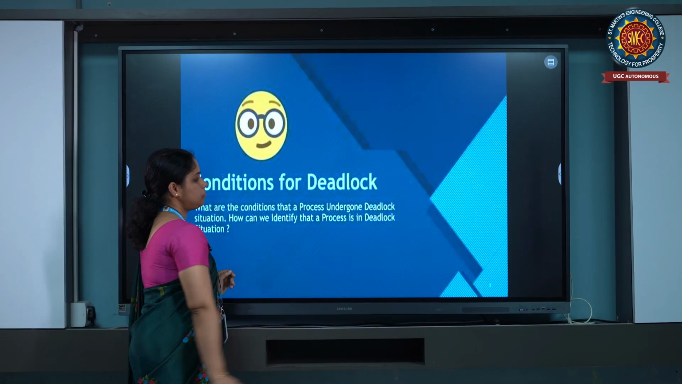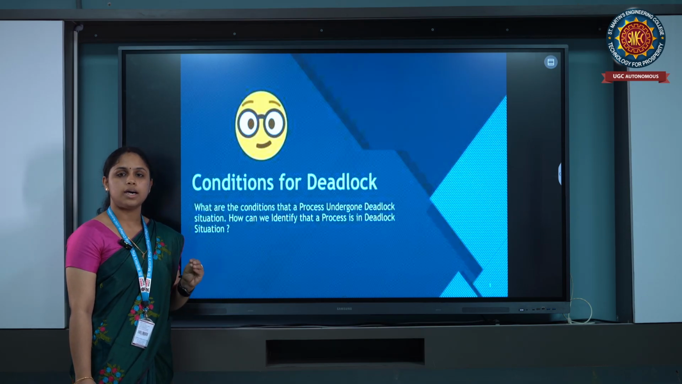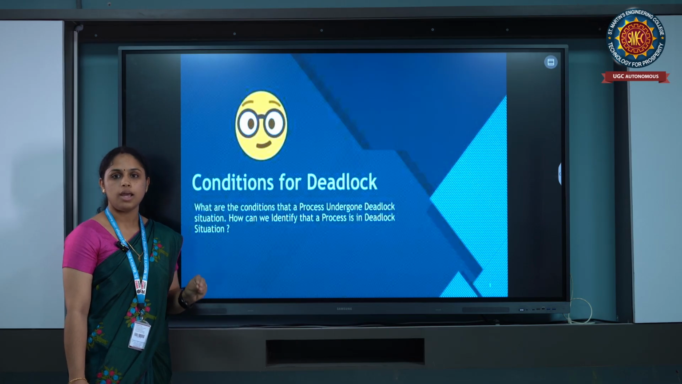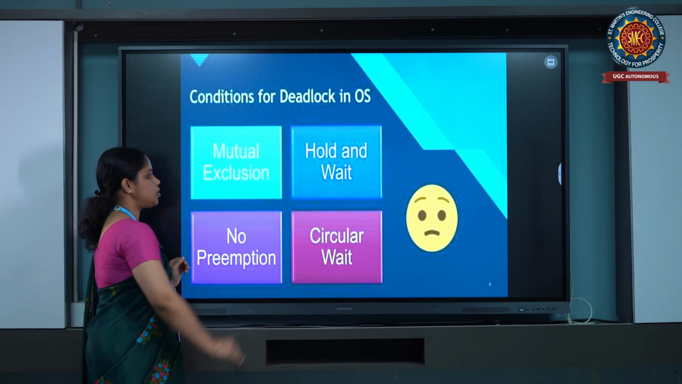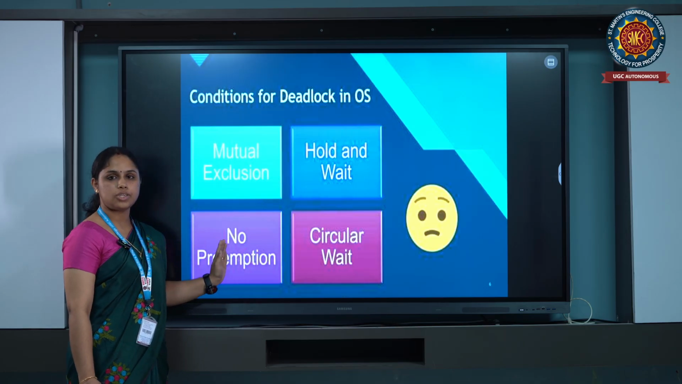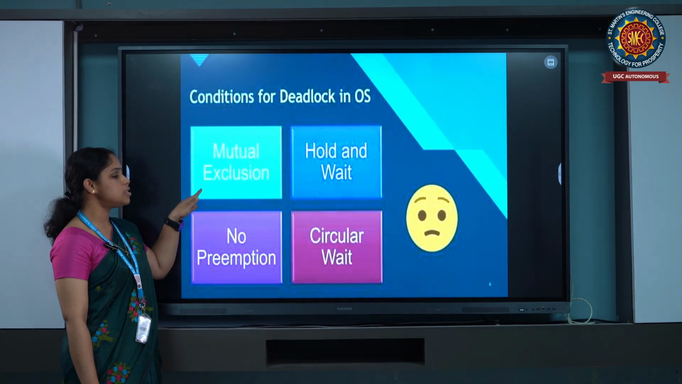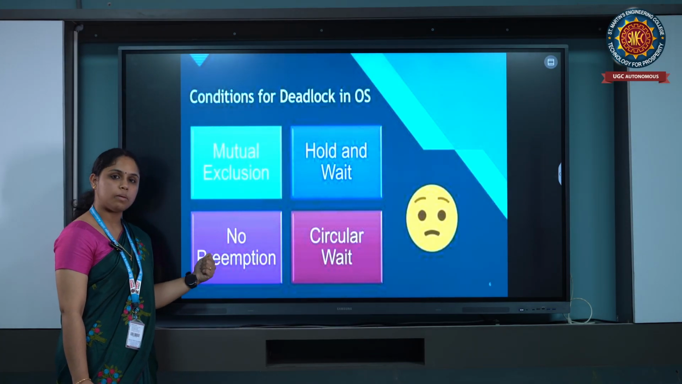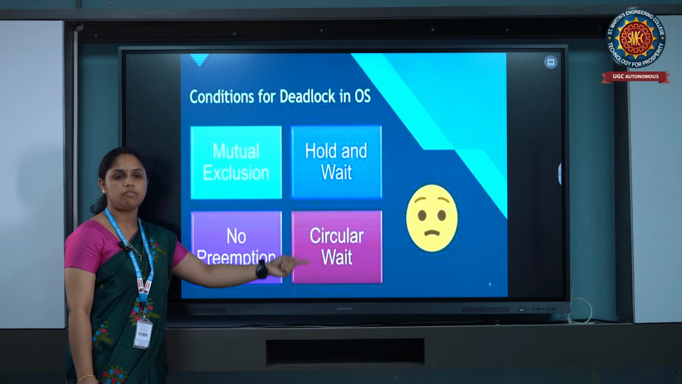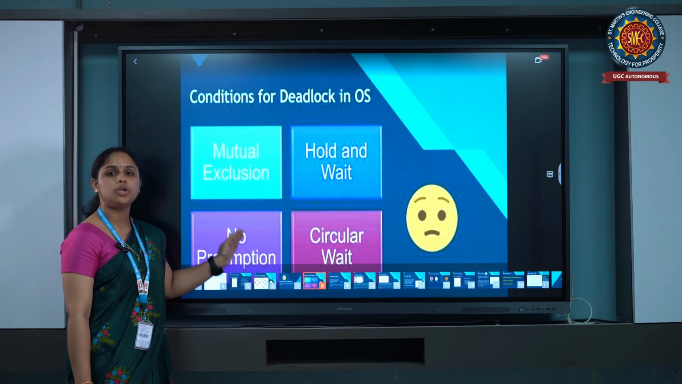Next is conditions for deadlock. That means what conditions should be there in a system for a deadlock situation to arise. These are the four conditions that can lead to a deadlock situation. One is mutual exclusion, second is hold and wait, third is no preemption, and fourth is circular wait. These are the four necessary conditions leading to a deadlock situation.